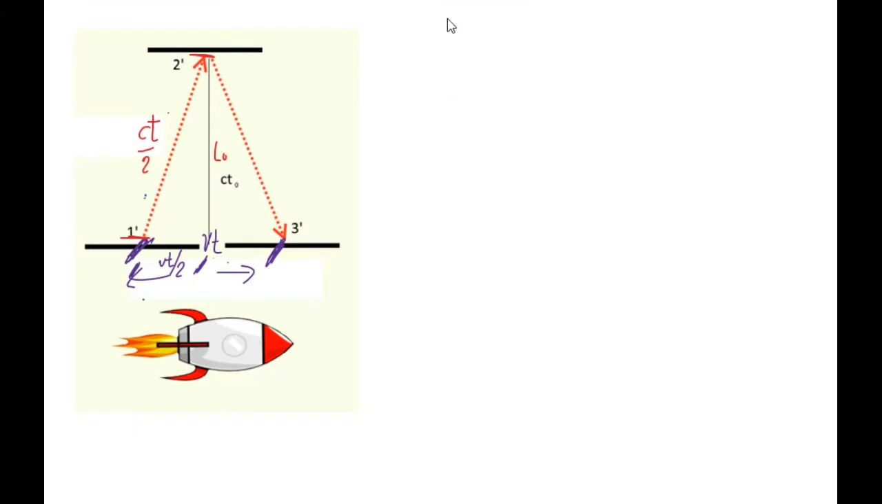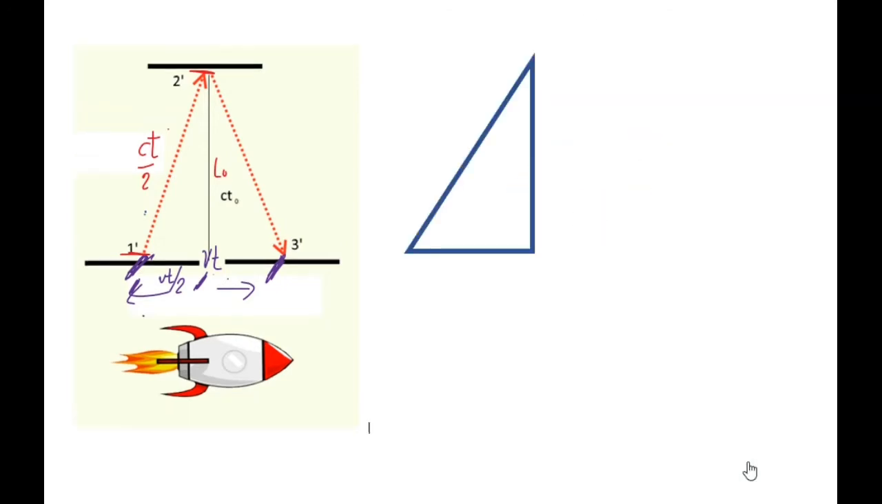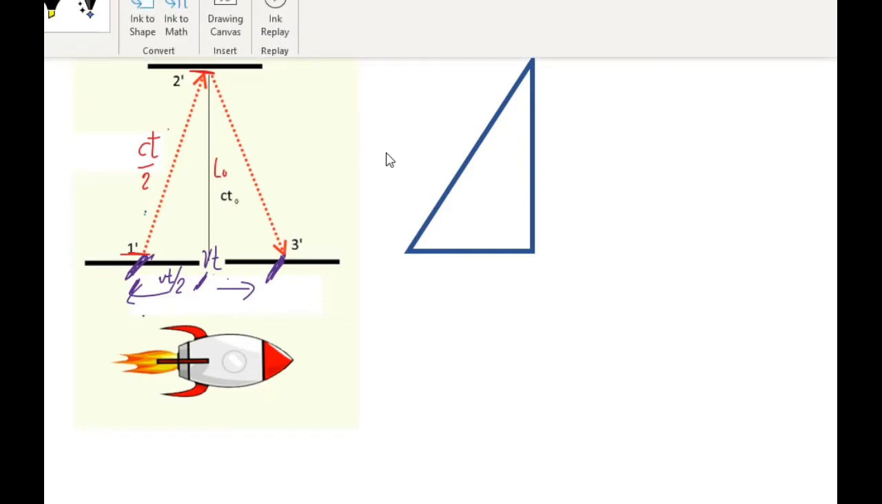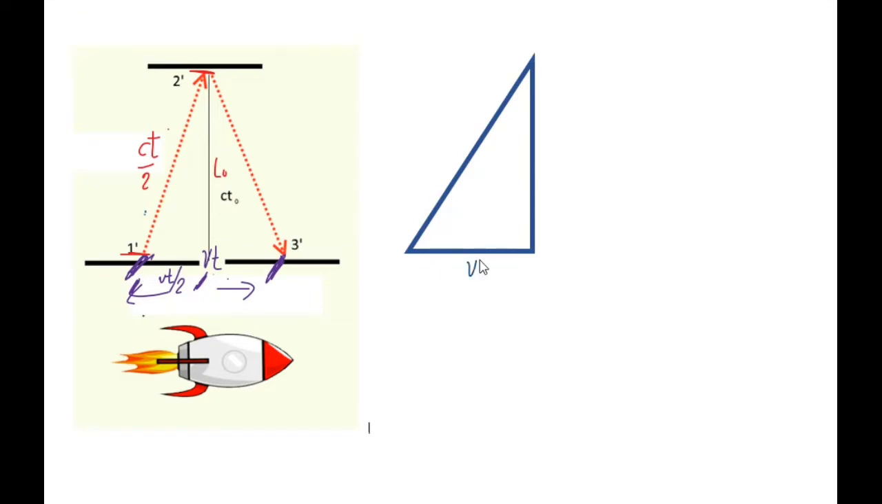Okay, so if you're going to draw a right triangle here, let's write down the variables. So half kanina, this is half, that's VT over 2. And then for this one naman, it's CT over 2. And then for this is the same as L0. Okay? So now we can express the relationship of these three using Pythagorean theorem.